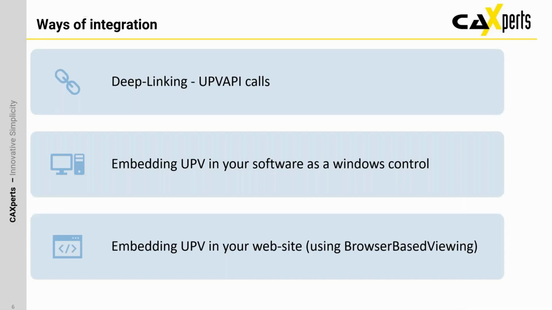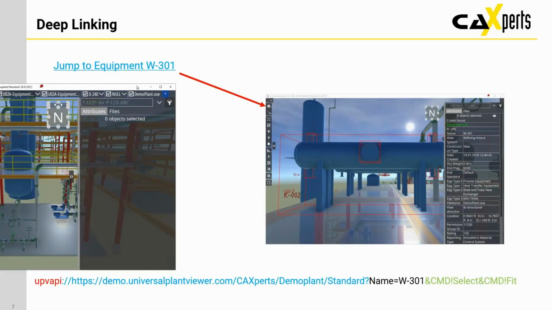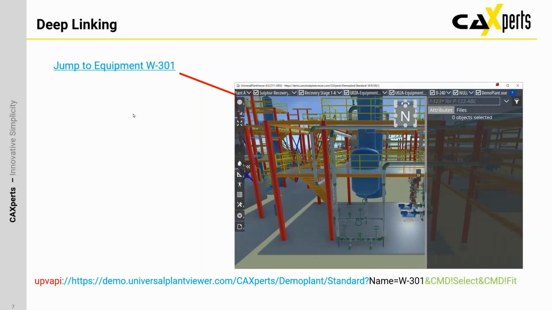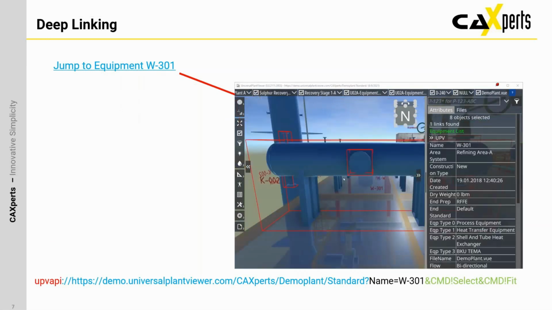Okay, and what are the different ways of integration? So there are 3 ways. Let's start with the first one, the deep linking. Here, let me show you the live sample. So here is a live viewer. And what I do now is I click on that hyperlink, and you see UPV directly navigates to that equipment. It's the W301, so it's working perfectly.